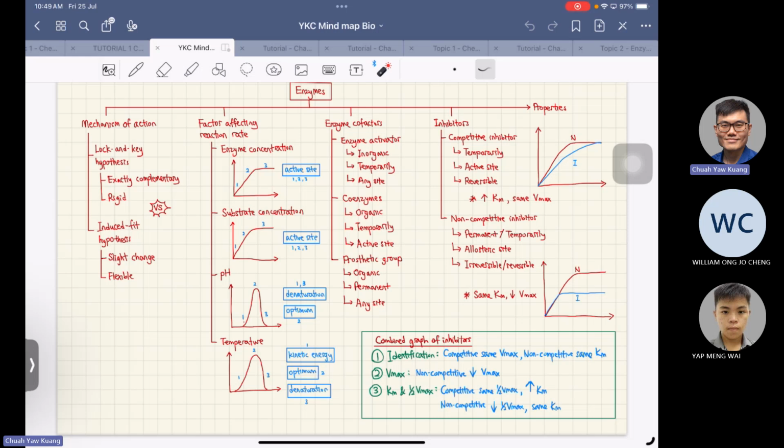Then next, enzyme cofactor. This is part 4. So the subtopic 4, enzyme cofactor. For enzyme cofactor, we are going to learn 3.